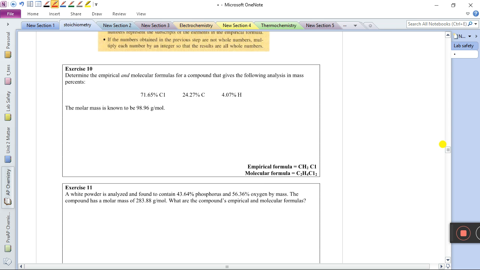All right, so exercise 10. Determine the empirical and molecular formulas for a compound that gives the following analysis in mass percents. So if you have mass percents, we said that that's part out of how many? 100. You always need to make it in terms of grams. So grams are something we can do math with. So if we're doing an empirical formula problem, I'm going to change our percent to grams. When we have grams of a substance, what do we pretty much always have to get to? Moles.